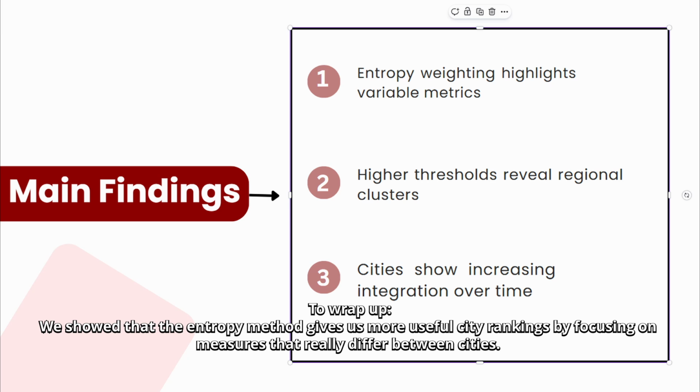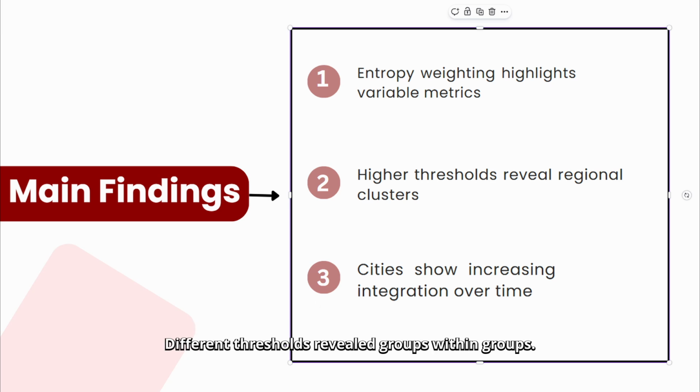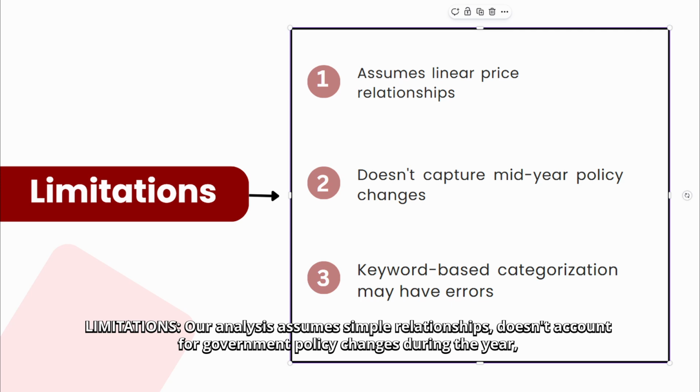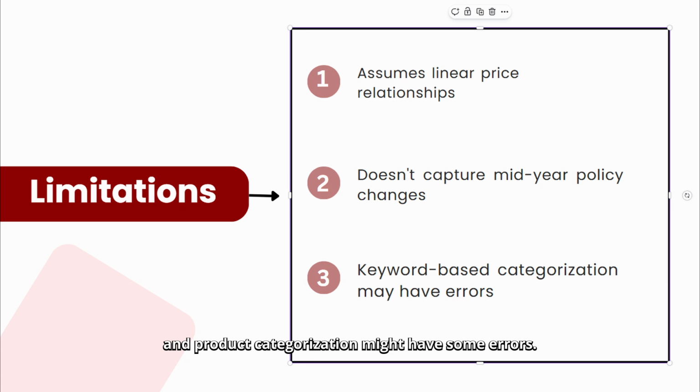To wrap up, we showed that the entropy method gives us more useful city rankings by focusing on measures that really differ between cities. Different thresholds reveal groups within groups. Limitations. Our analysis assumes simple relationships. It doesn't account for government policy changes during the year, and product categorization might have some errors.